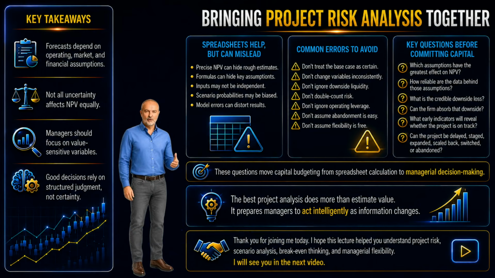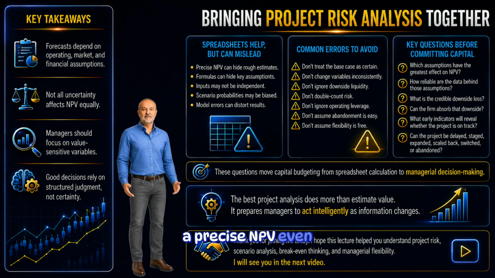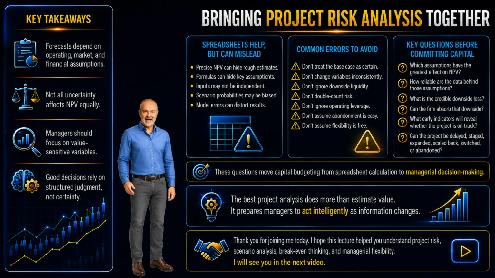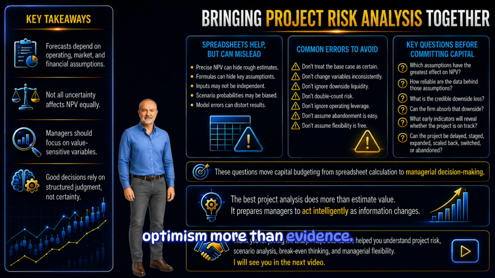Spreadsheet models are useful, but they can create problems if used mechanically. A model may display a precise NPV even when the inputs are rough estimates. Formulas may hide important assumptions about demand, timing, taxes, working capital, and terminal value. Inputs may be treated as independent even when they move together. Scenario probabilities may reflect optimism more than evidence, and model errors can distort the result. A spreadsheet should support judgment, not replace it.